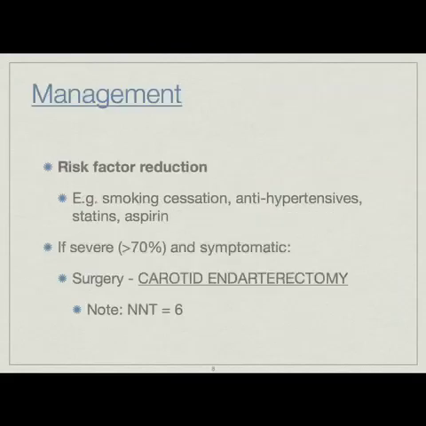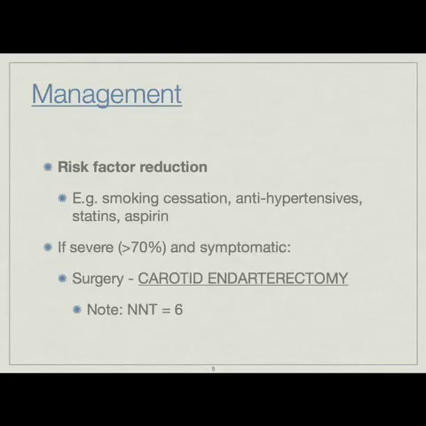In terms of management, as for all atherosclerotic disease, risk factor reduction may play a profound beneficial role in improving prognosis. This includes smoking cessation, blood pressure control using antihypertensives, statins to reduce cholesterol and for secondary prevention following a cerebral infarct, and aspirin in order to reduce the risk of future thromboembolism.